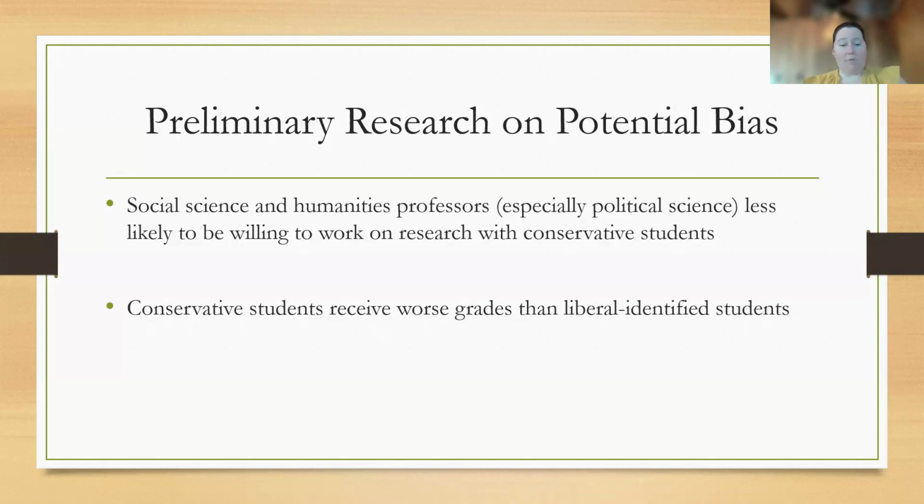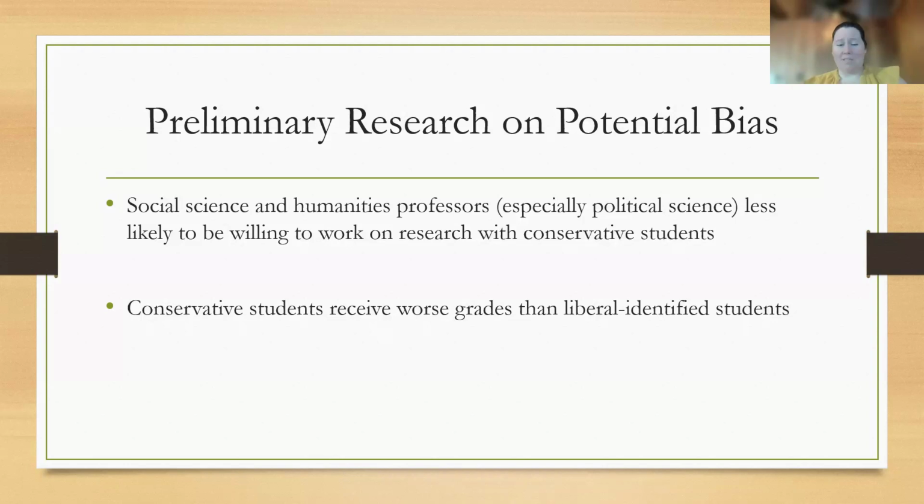So we know that conservative students tend to receive grades that are lower than liberal identified students. You could argue that there's something else at play here. Maybe there's socioeconomic status, and that's a third variable that is impacting the likelihood towards conservatism and lower grades. But then this one, as a psychology professor, this one is particularly troubling to me.